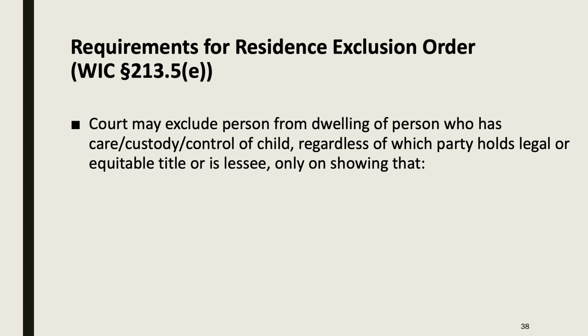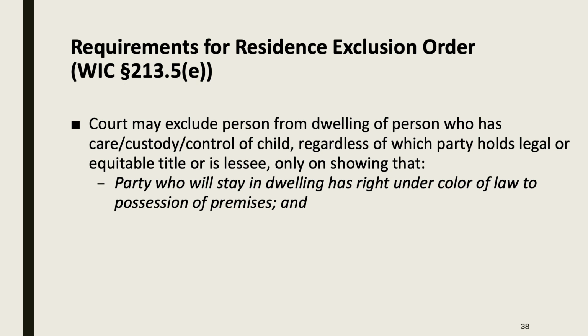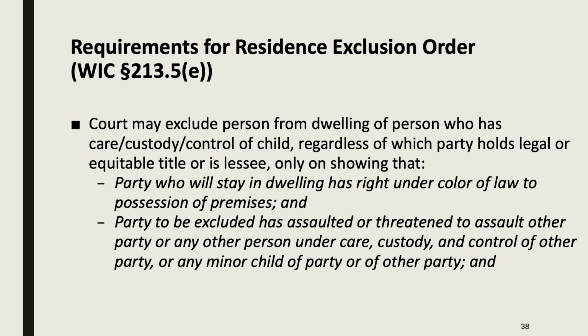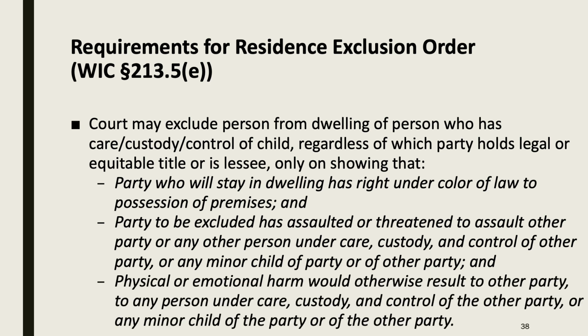In order to get a residence exclusion order, the court may exclude the person from the dwelling of a person who has the care, custody, control of a child, regardless of which party holds legal or equitable title or is lessee, only on a showing that the party who will stay in the dwelling has a right under color of law to the possession of the premises, and the party to be excluded has assaulted or threatened to assault the other party or any person under the care, custody, and control of the other party or any minor child of the party or of the other party, and that physical or emotional harm would otherwise result to the other party, to any person under the care, custody, and control of the other party, or any minor child of the party or of the other party.